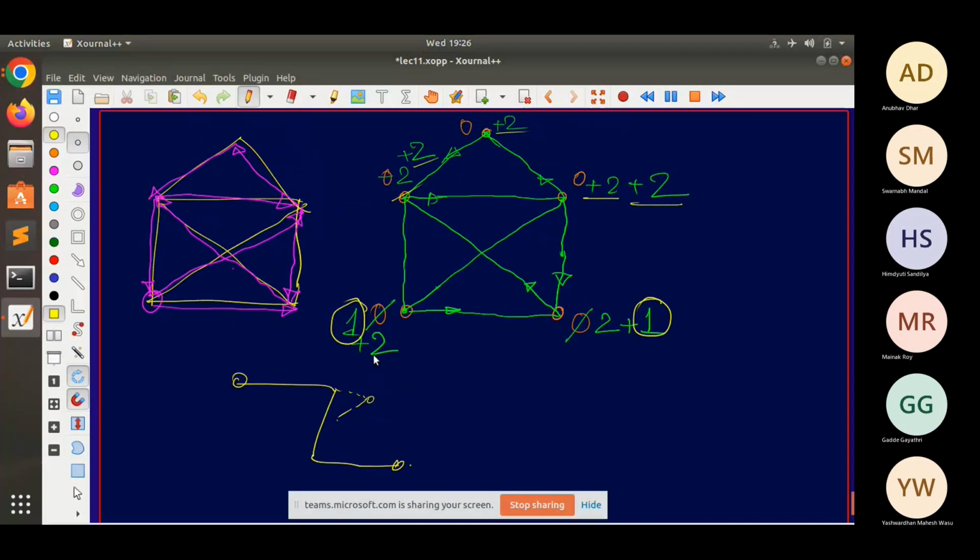Anyway, so the point is we cannot have more than 2 odd vertices, because if there is a third vertex having an odd degree, you cannot start from one point and then go in, go out, go in, go out, go in, go out, and then reach the end point. That will just make the degree of this vertex even.